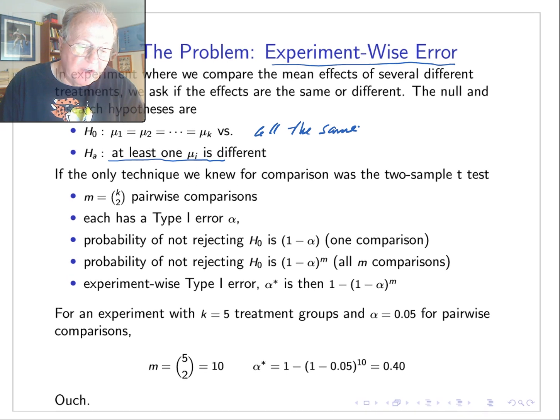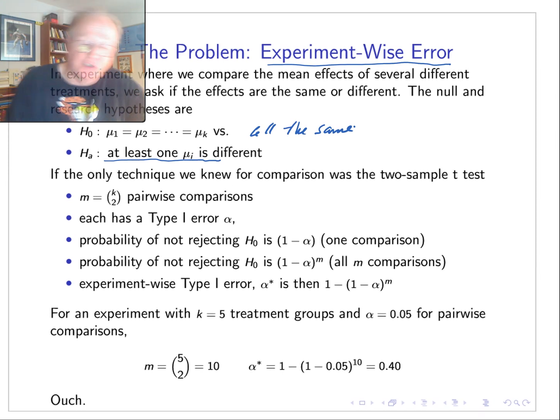Up to now, all we know how to do is a 2-sample test, like the t-test. But if we have k treatments, we have k choose 2 pairwise comparisons. For instance, if k equals 4, then 4 choose 2 is 6 comparisons.